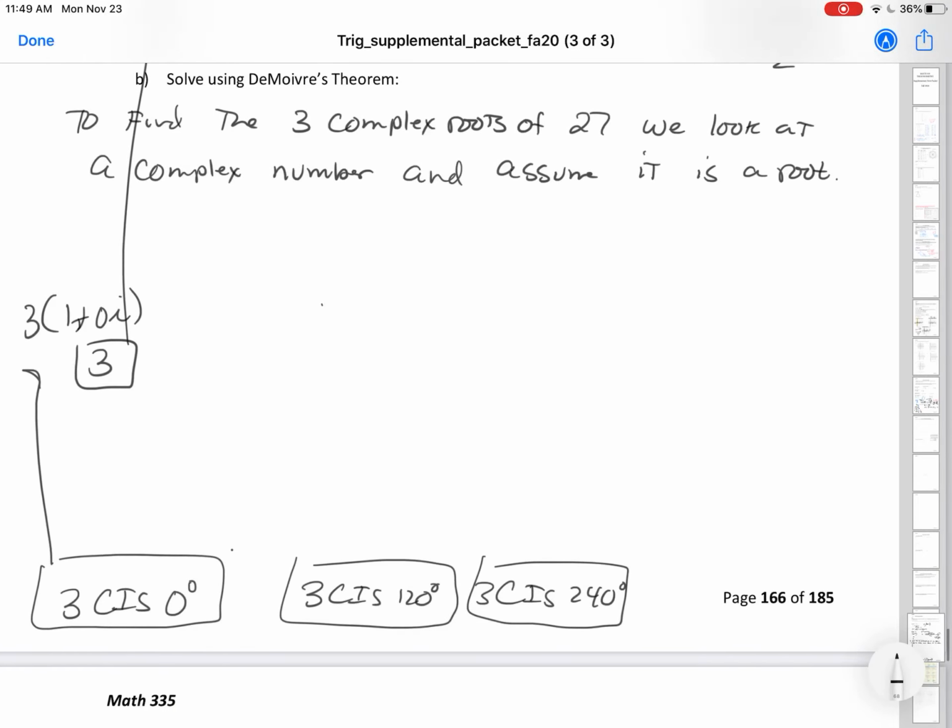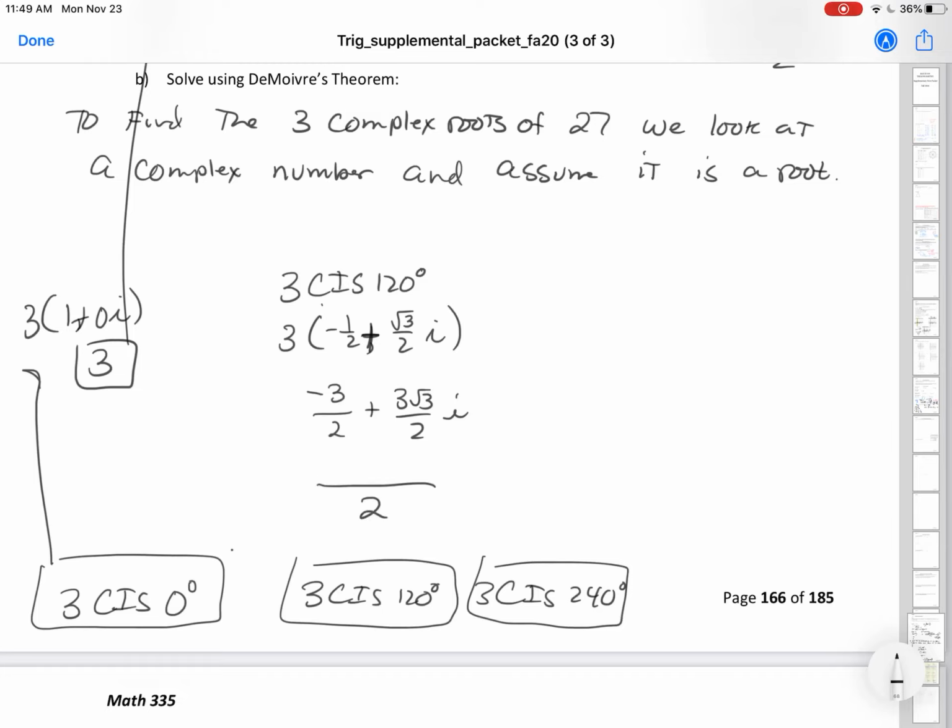Well, we're going to get 3 CIS 120. So 3 CIS 120 degrees is 3 times the cosine of 120 degrees plus i sine of 120 degrees. Well, 120 degrees has a 60-degree reference angle, so cosine is negative 1/2 because it's in the second quadrant. But sine is positive, root 3 over 2, i. And so what do we get out of this? Negative 3 over 2 plus 3 root 3 over 2 i. Let me put that together as a single fraction and see if you recognize it.